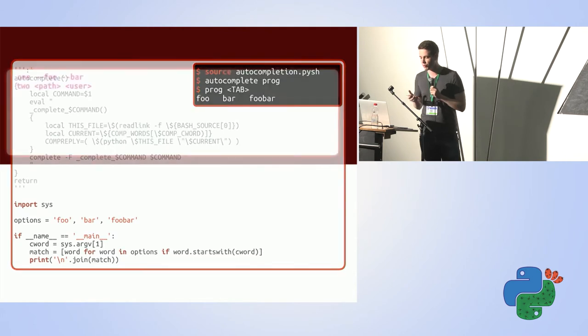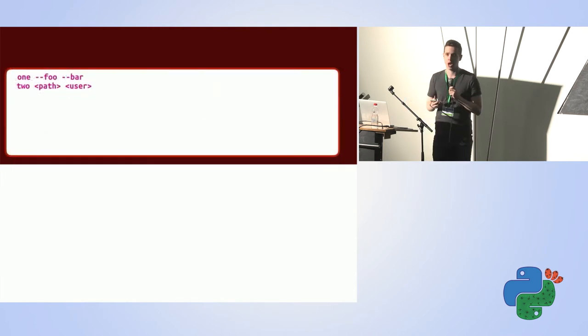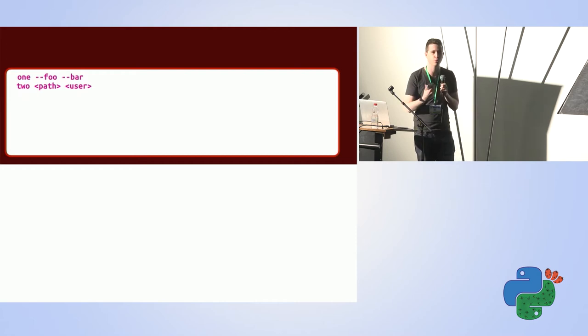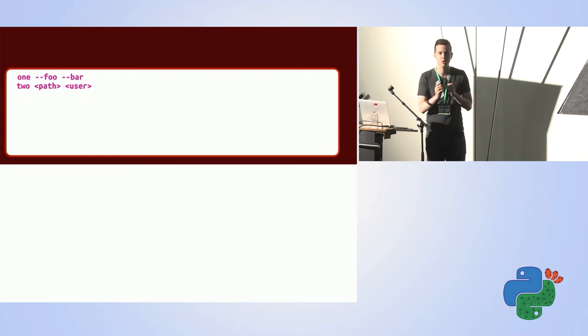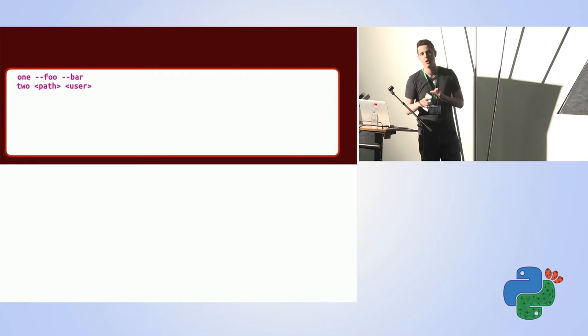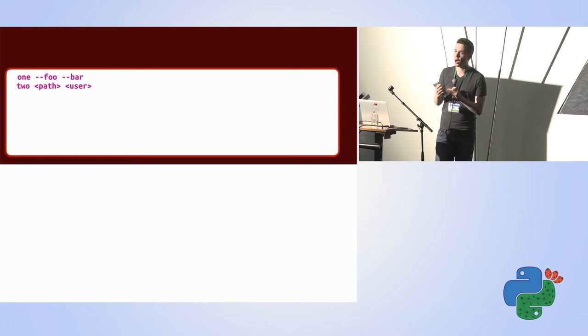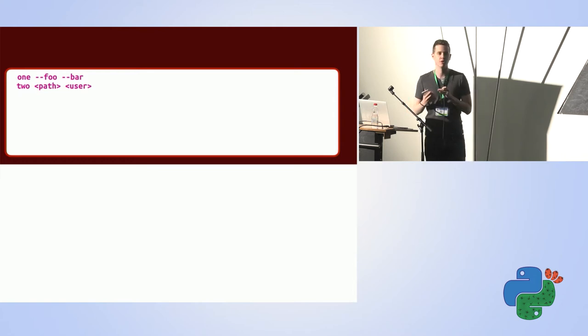And this is an example of how such a file might look. I want to have the one and two subcommands, and I want the one subcommand to have the foo and bar flags, and I want the two subcommand to have a path argument and then a user argument. Now, autocompleting subcommands and flags is easy, because they are constant in the specification. Autocompleting paths is a little harder, but it's so common that it's supported natively by the framework.